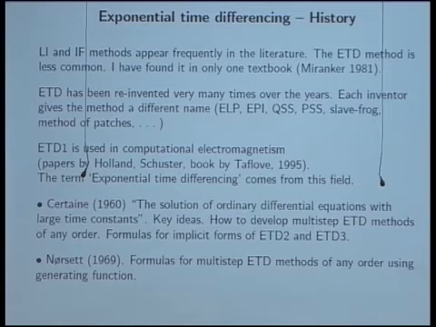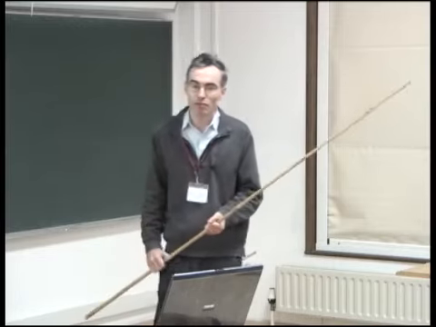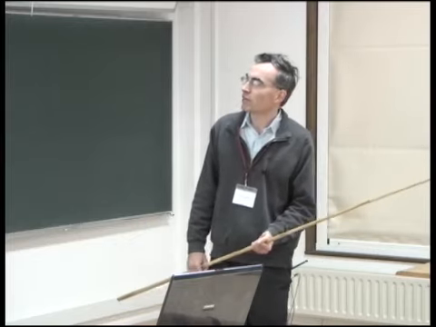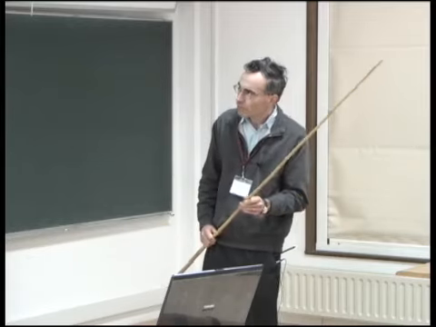The reason we chose to call it exponential time differencing was because at that stage, the only examples we found of this method were in computational electromagnetism, where they call it exponential time differencing. So that's why we called it that. What it should really be called, I think, is Certaine's method. So there's a paper by Certaine, who was a nuclear engineer back in 1960, about the solution of ordinary differential equations with large time constants. And he went through the stuff on the previous slide about how we approximate the nonlinear term and developed multi-step methods of this type.